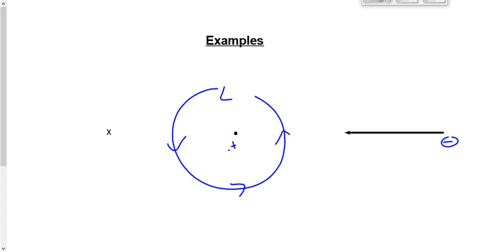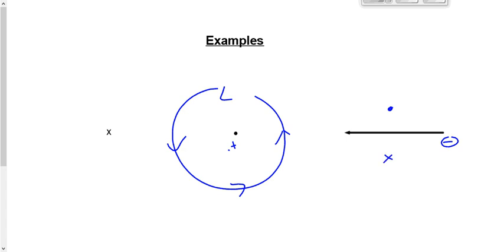Where are they right now? Connor, where are my fingers right now? Above. And which way are they pointing? Yes, towards us, out of the page. So we're going to make that a dot above. Now, where are my fingertips right now? Below. Which way are they pointing? Into the page. Good.